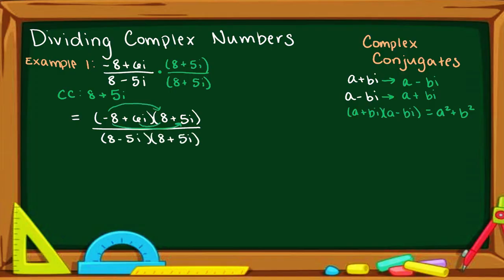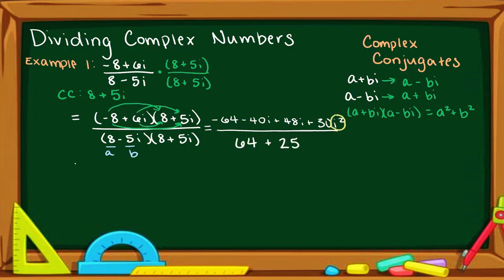When we FOIL our numerator, we get negative 64 minus 40i plus 48i plus 30i squared. Our i squared is equal to negative 1, so that becomes negative 30. Our final answer becomes negative 94 plus 8i over 89.